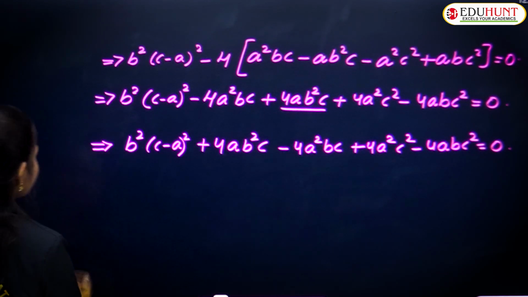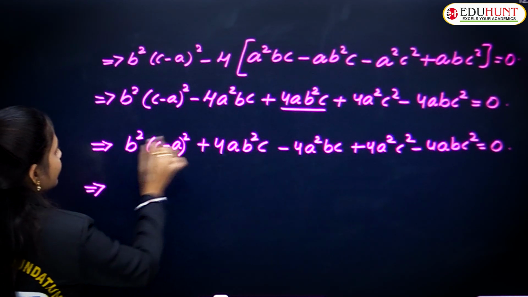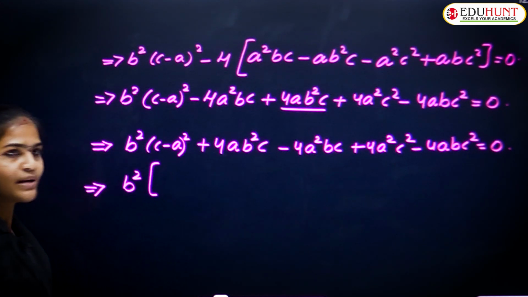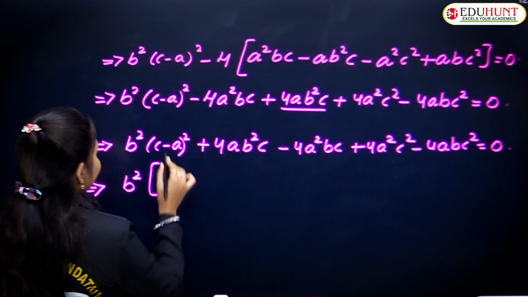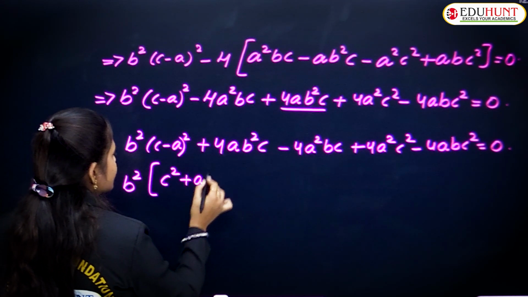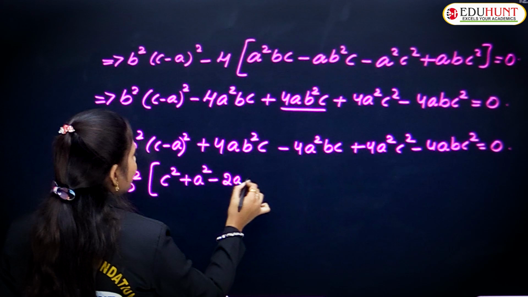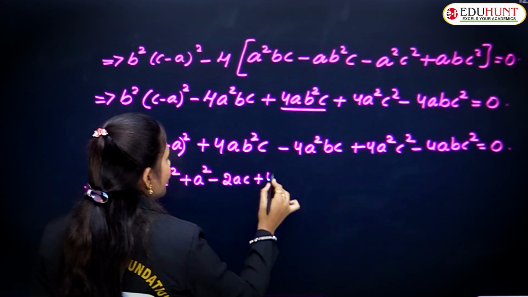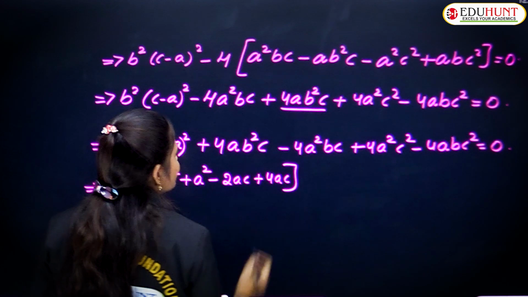Understand? So from this, from these two terms we can take B square as common. And here (C minus A) whole square, we can write as C square plus A square minus 2AC, plus 4AC. Already we have taken B square as common, no?